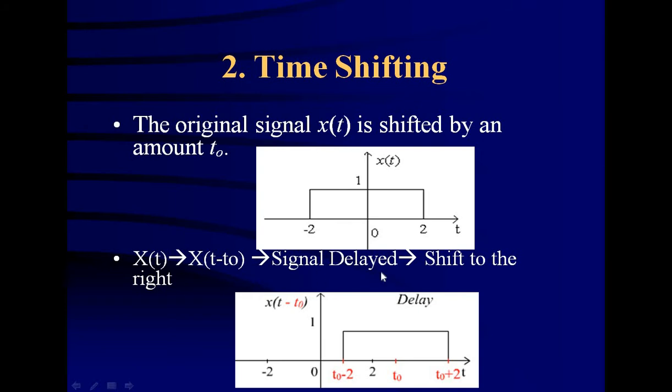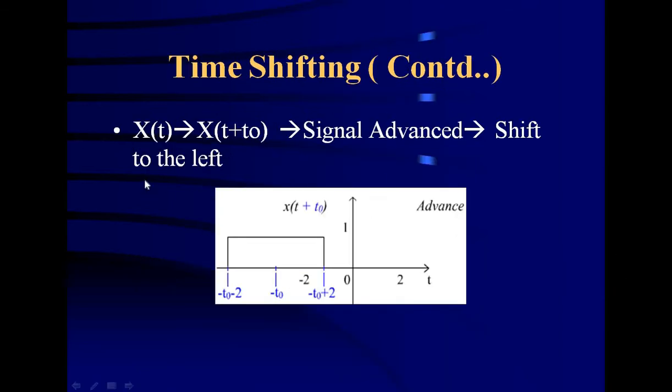So to create a delayed signal, shift to the right. To create an advanced signal, shift to the left. As you can see, the signal characteristics are not altered. The shape is retained, the amplitude is retained. We have simply glided the signal towards the left side. So this will create a signal called x of t plus t naught, which is called an advanced signal.